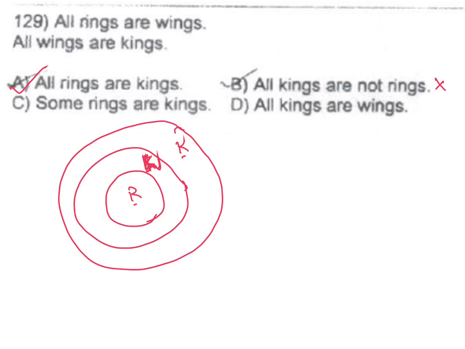Some rings are kings: some rings here, kings here. This is a 100% correct, confirmation case. So some for doubt case. All kings are wings: kings here, wings here. This is also violating the statement. All wings are kings, so the opposite is violating. So option A is our answer.